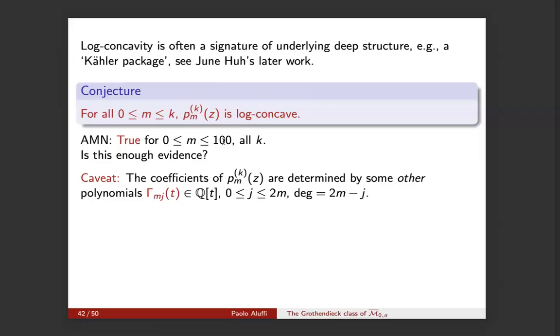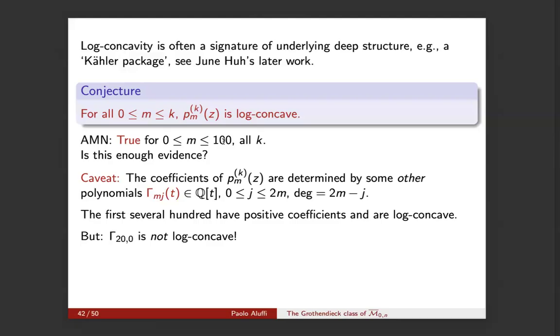Now, as we were studying these polynomials, it turned out that the coefficients of the polynomials are determined by some other polynomials, this gamma mjt, and the only reason why I'm bringing this up is that the first several hundred of these have positive coefficients and are log concave, and if you're a reasonable person or a physicist, you might think that that is enough to conclude that they are log concave, but in fact they are not. So gamma 20, I think the 400th polynomial we would write, turns out not to be log concave. And then you look at the next one, it doesn't even have positive coefficients. So what I'm trying to say is that overwhelming evidence is maybe not worth much.